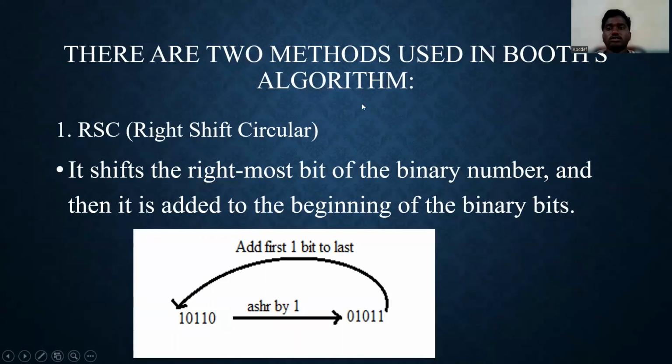There are two methods used in the Booth algorithm: the right shift circular method, which shifts the rightmost bit of the binary number and then adds it to the beginning of the binary bits.